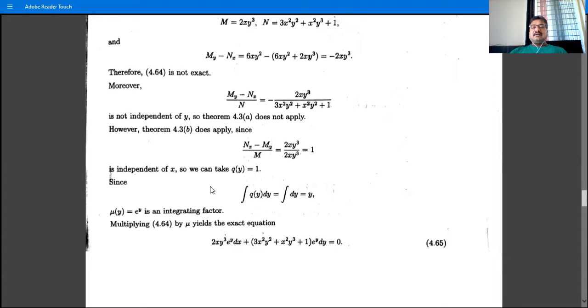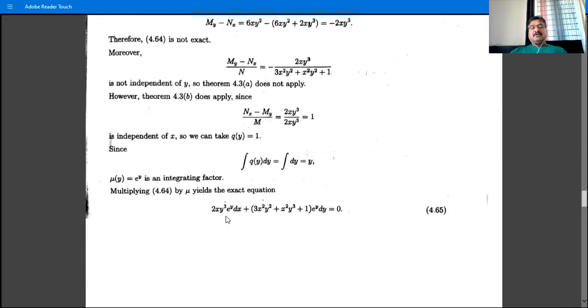Here, this is the PDF of another book, so there is some difference between notations. Instead of denoting this one by f(y), here the notation is q(y). This ratio is denoted by q(y), and the integration of q(y) is separately found here. That is, integration of 1 dy is y, and then the integrating factor is denoted by mu. No need of notation; we write directly the integrating factor is equal to e raised to integration q(y) dy, that is e raised to y. So it is the integrating factor.